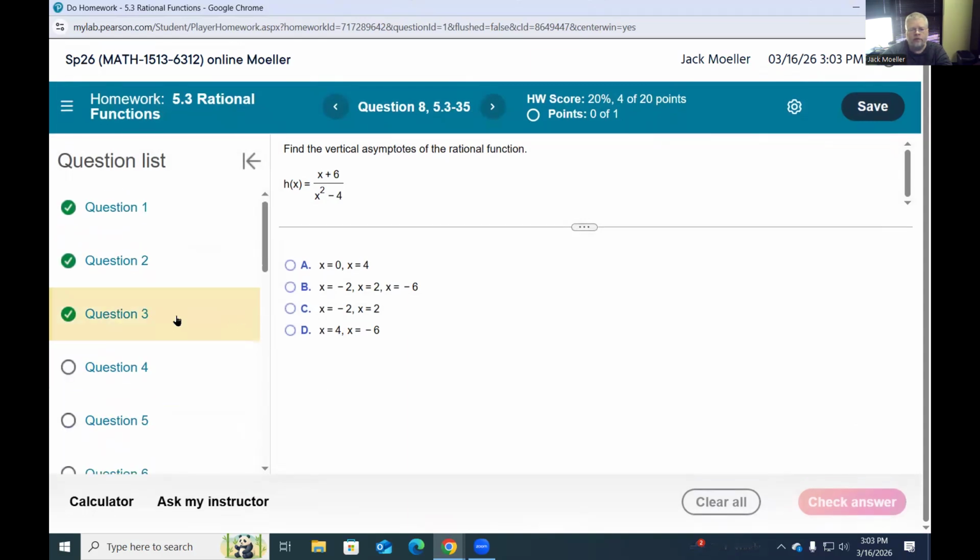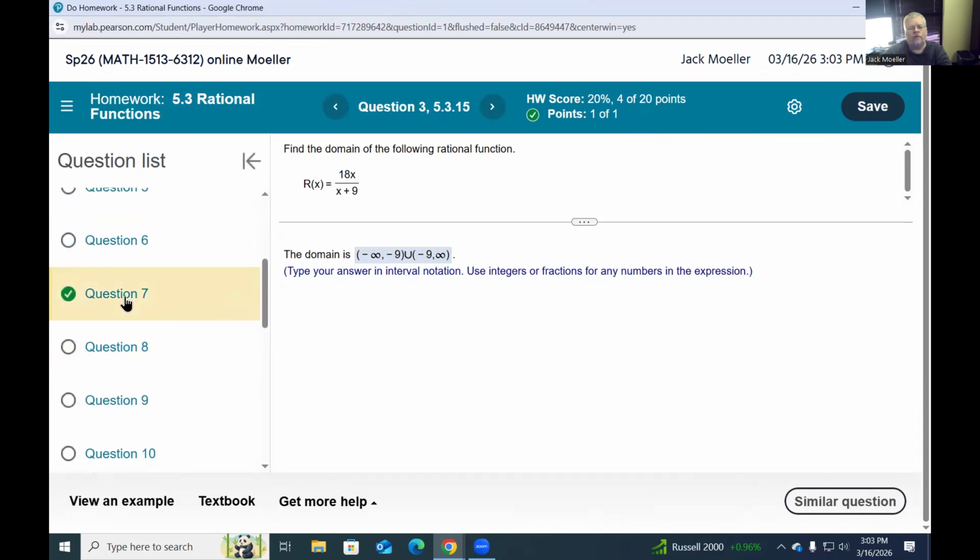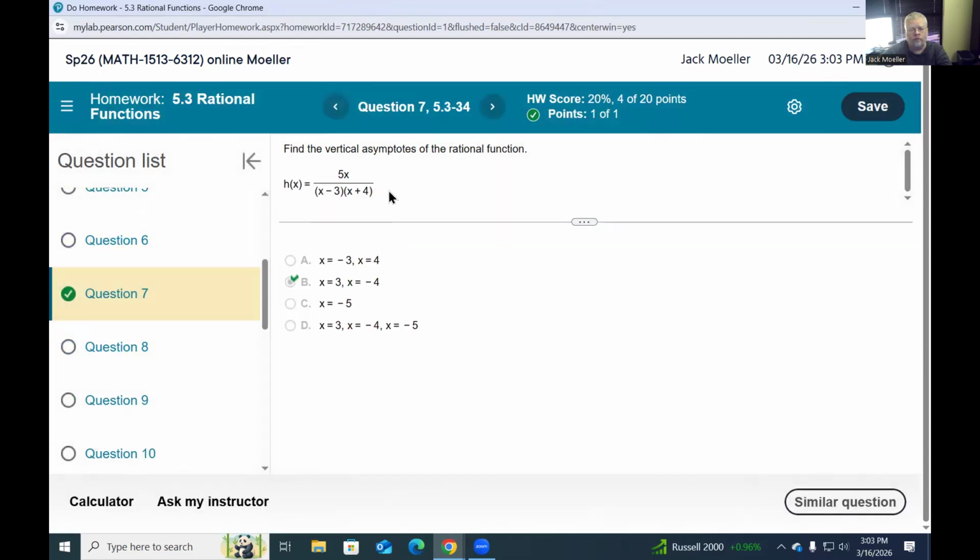All right, so that's the difference between domain questions, which is going to be all real numbers except where you divide by 0, so you need the interval notation, versus vertical asymptote, where you're still dividing by 0, but now those values are your vertical asymptotes.